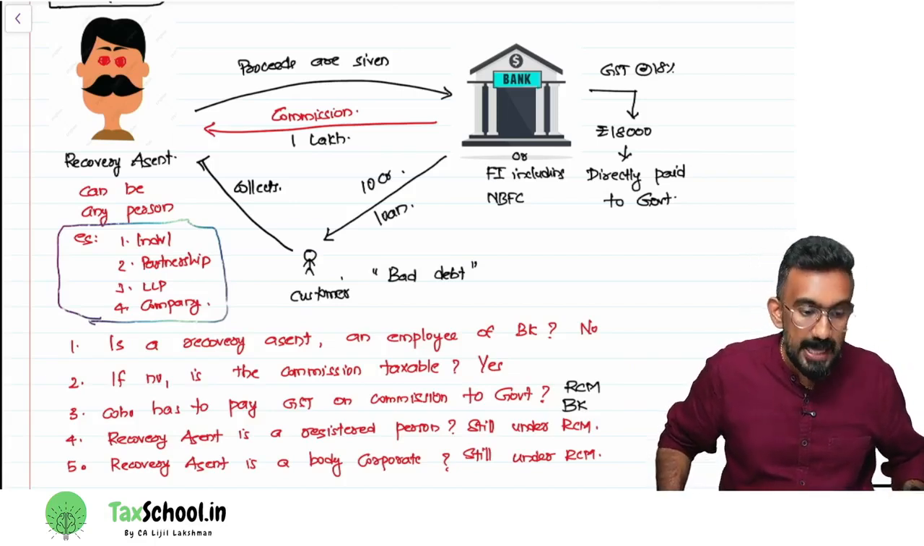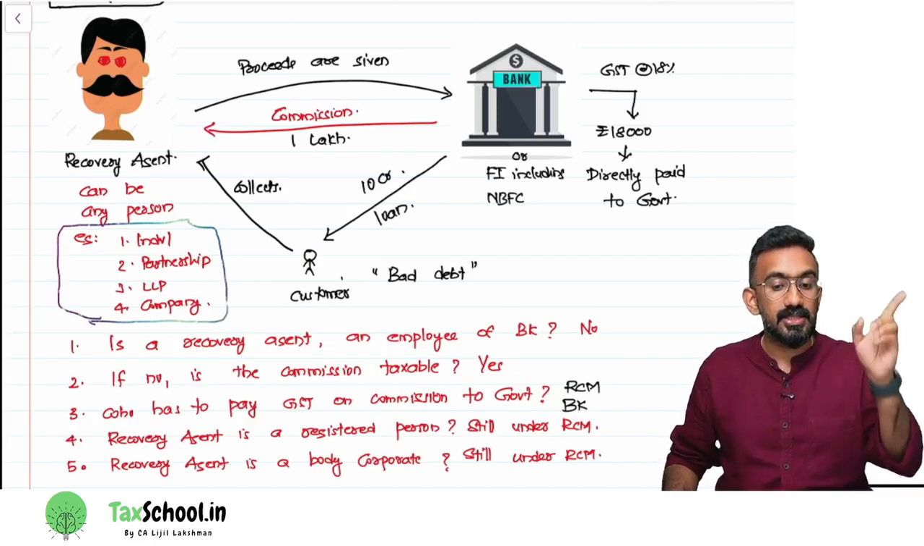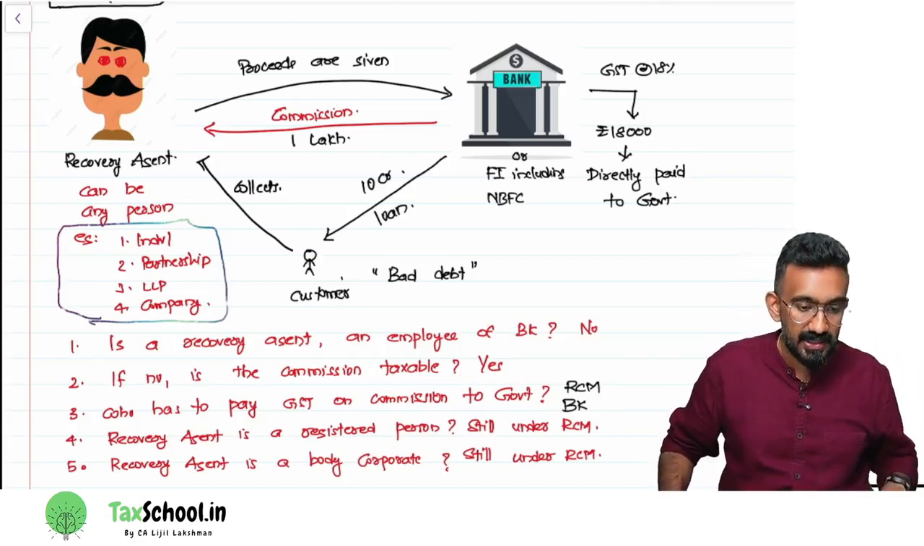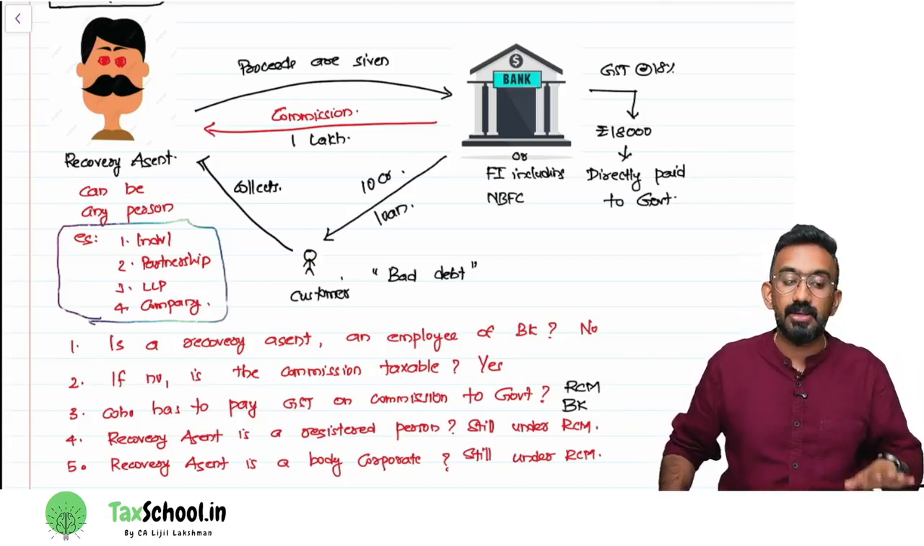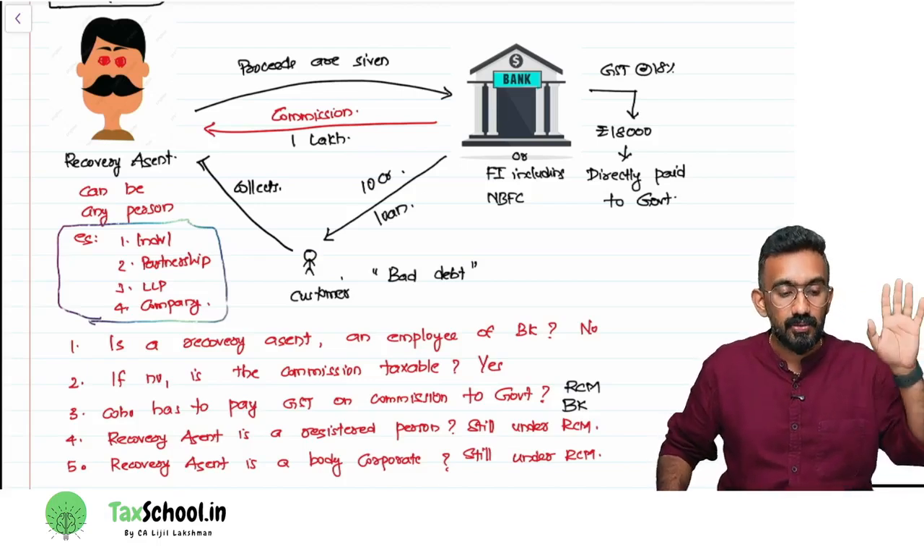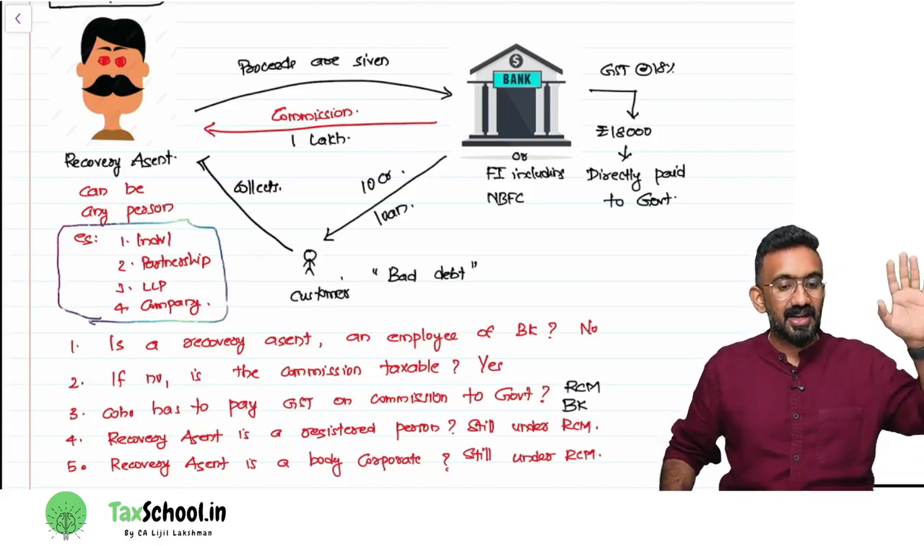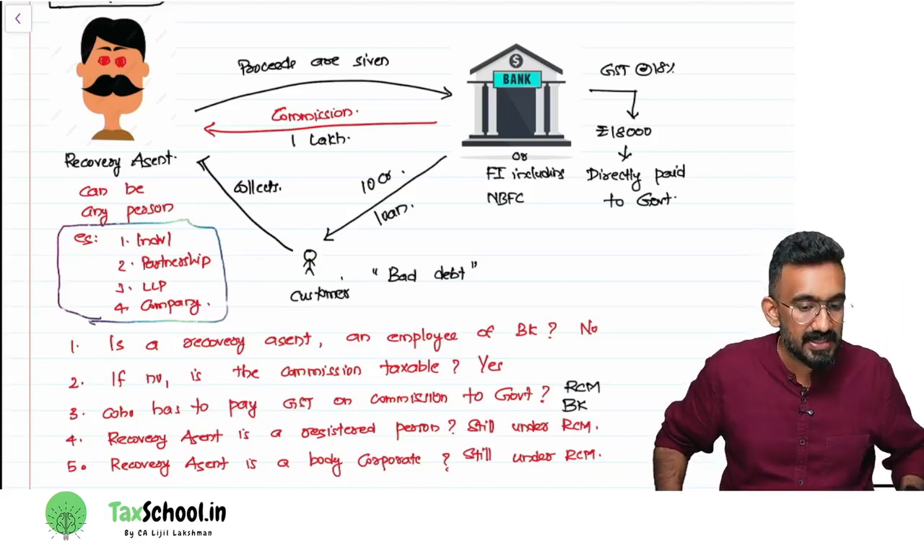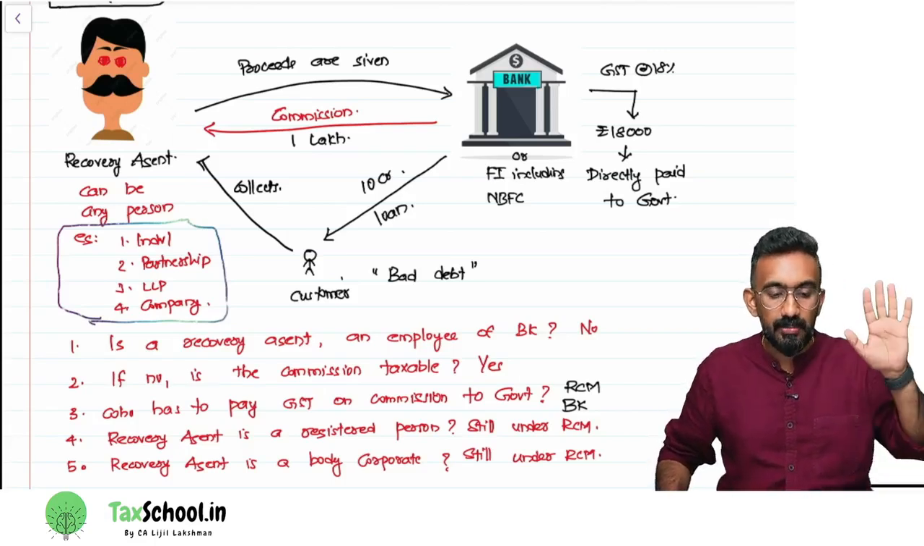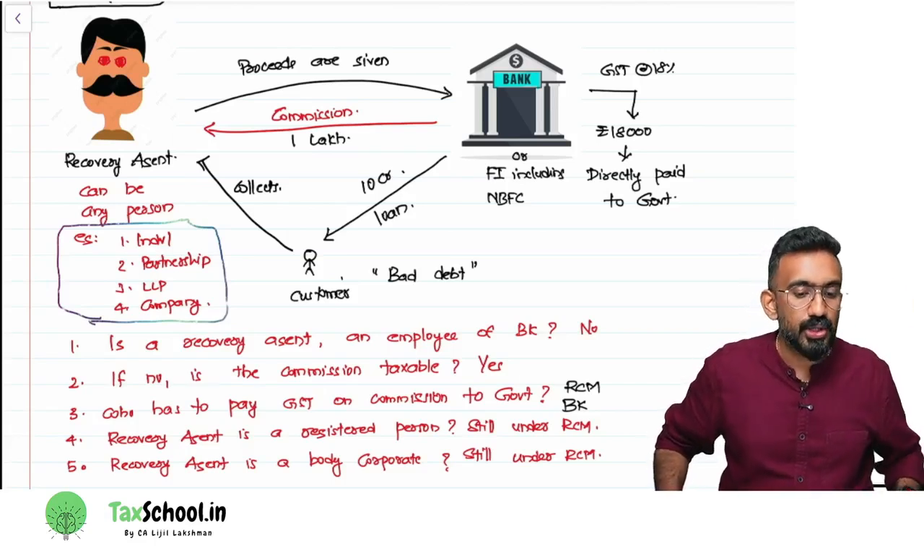Yes. Why? I made a difference between 9(3) and 9(4). I said in 9(3) cases, sometimes the supplier could even have a GST number. It would still be taxed under reverse charge. So even if this recovery agent has a GST number, tax is still payable by the bank under reverse charge. Then point number 5: the recovery agent is a body corporate.